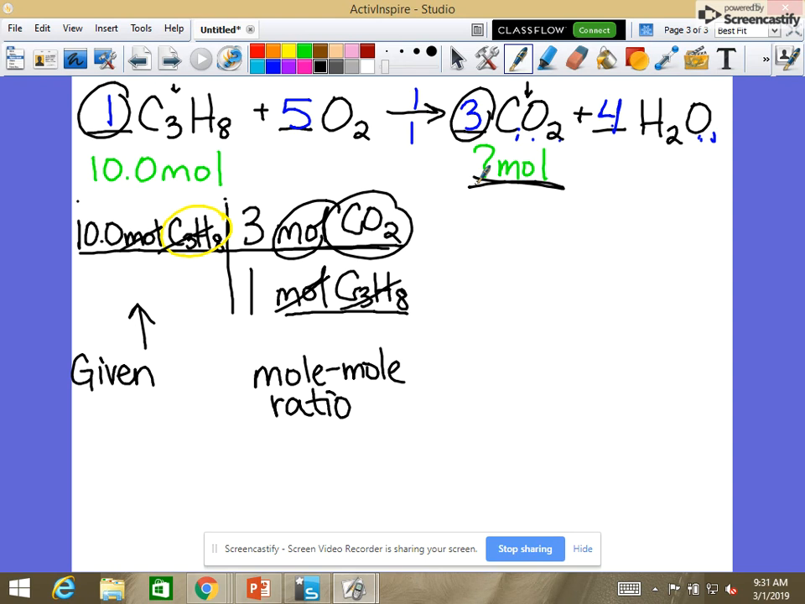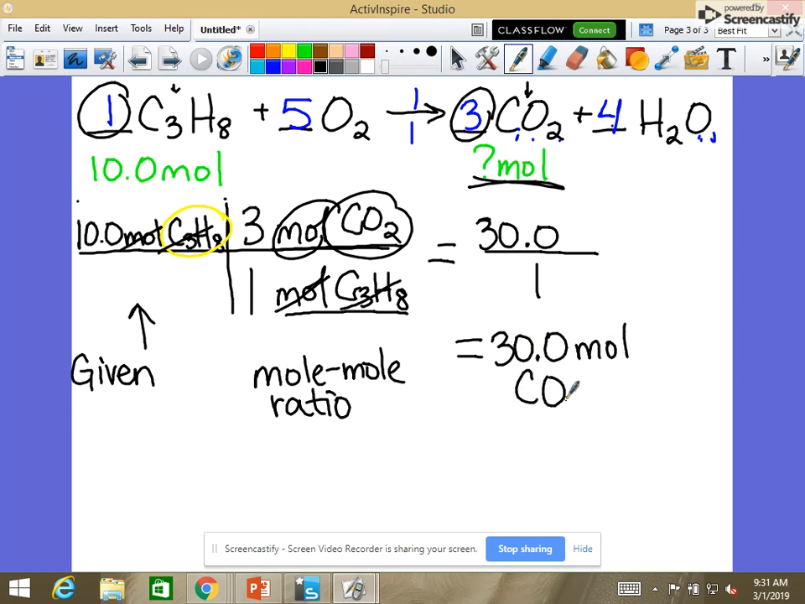So this is an easy one-step problem. Now I'm going to do my math. Remember, this is where you multiply across the top: 30.0. Multiply across the bottom, it ends up just being 1, and then you divide. So 30.0 moles of CO2. All right, and that has answered my question.